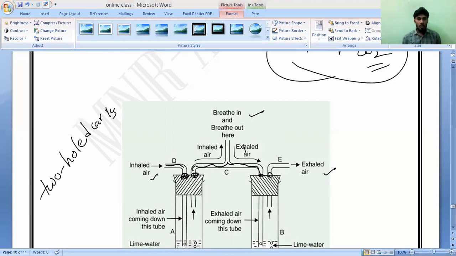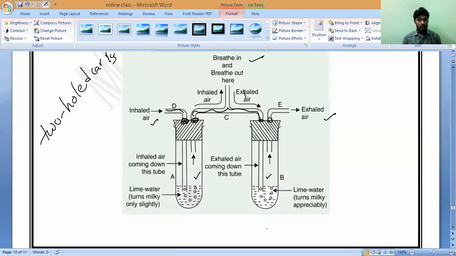Now what we have to do: the right arm of glass tube C is long and dips into the lime water in boiling tube B, and one side goes into boiling tube A. So you may observe here, this glass tube C, one side must go inside tube A, and another side must go inside tube B. Do all of you understand?